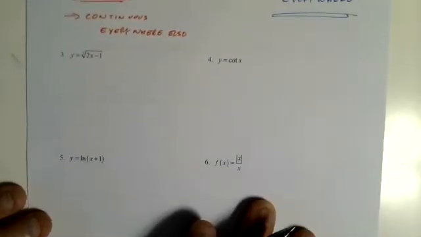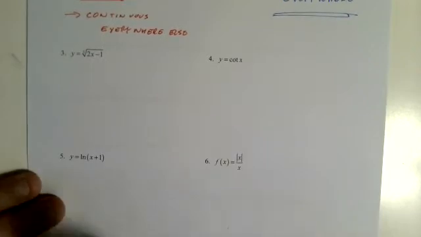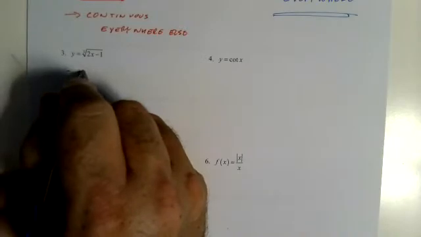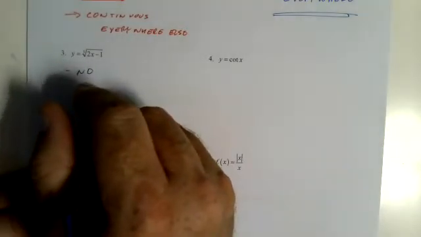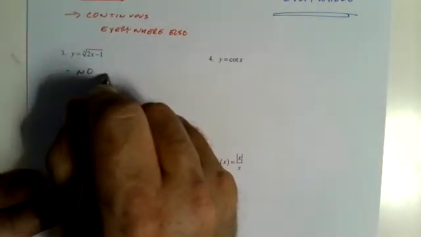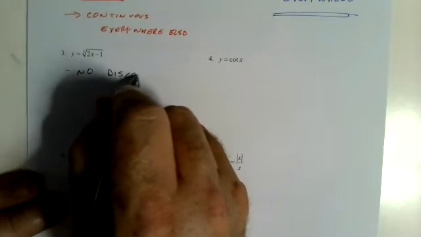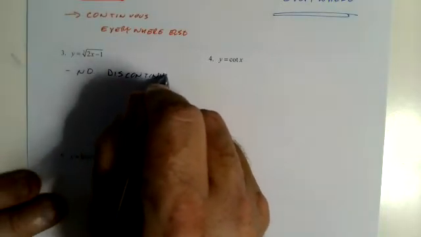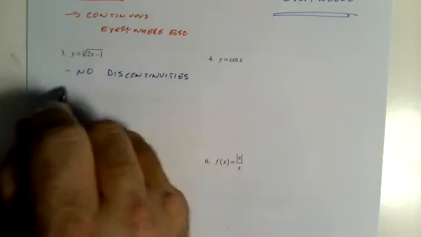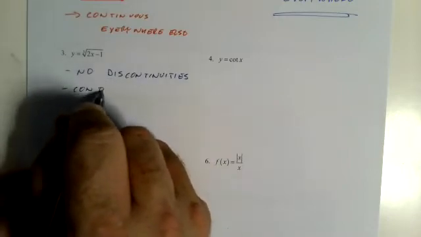Third root of 2x minus 1. Now, third root I can take anywhere. It's not going to cause any problems. Square roots or fourth roots or anything with an even number is a little bit of a problem, but there are no discontinuities. And it is continuous everywhere.